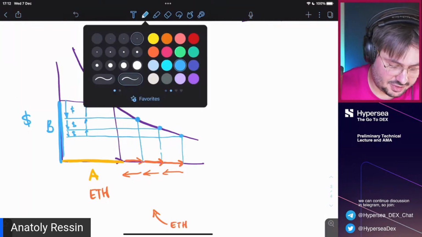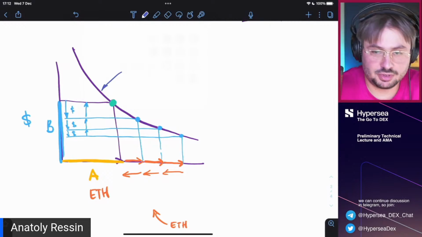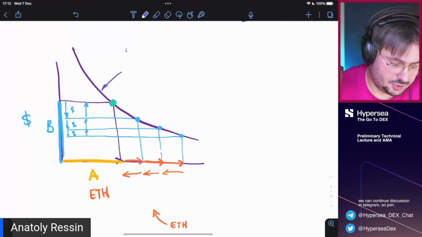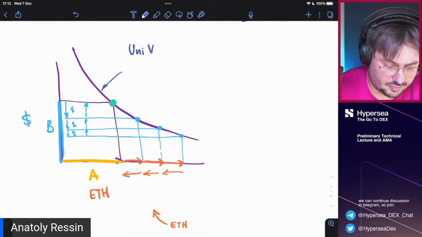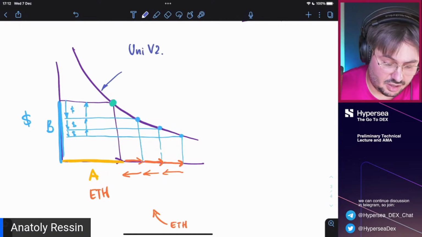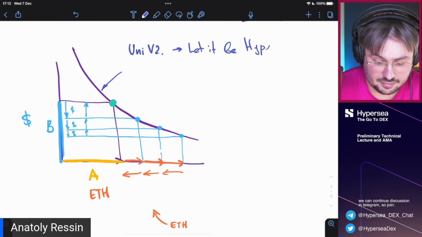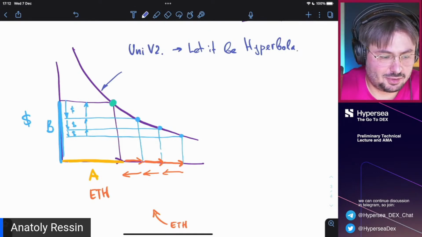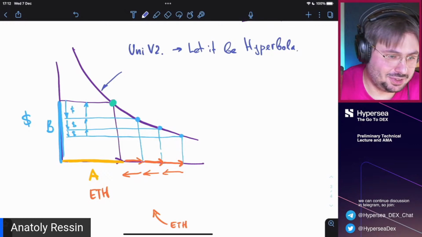What should this curve look like? And the Uniswap version 2 just said, let it be a hyperbola. This is probably a scary word, a scary word from the school.